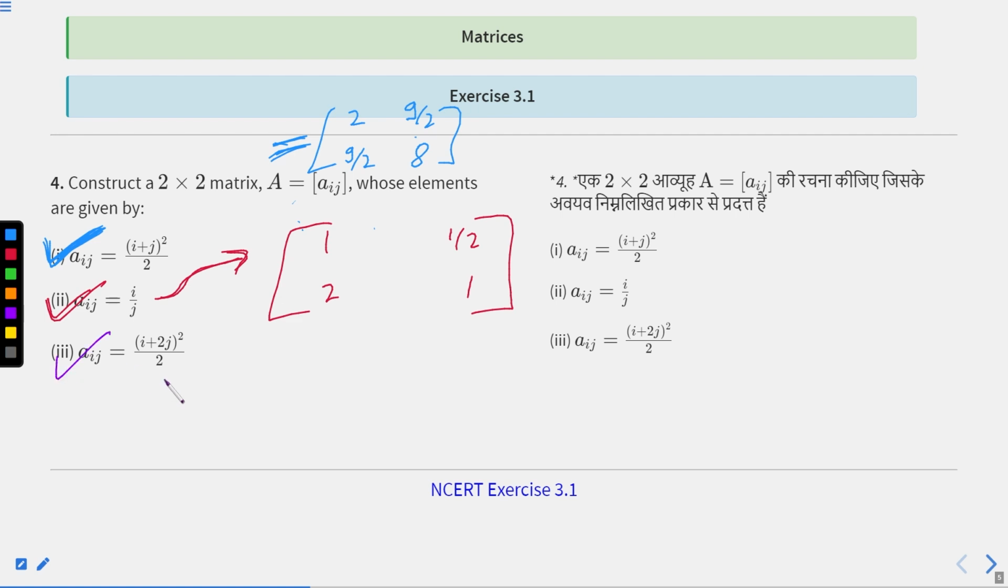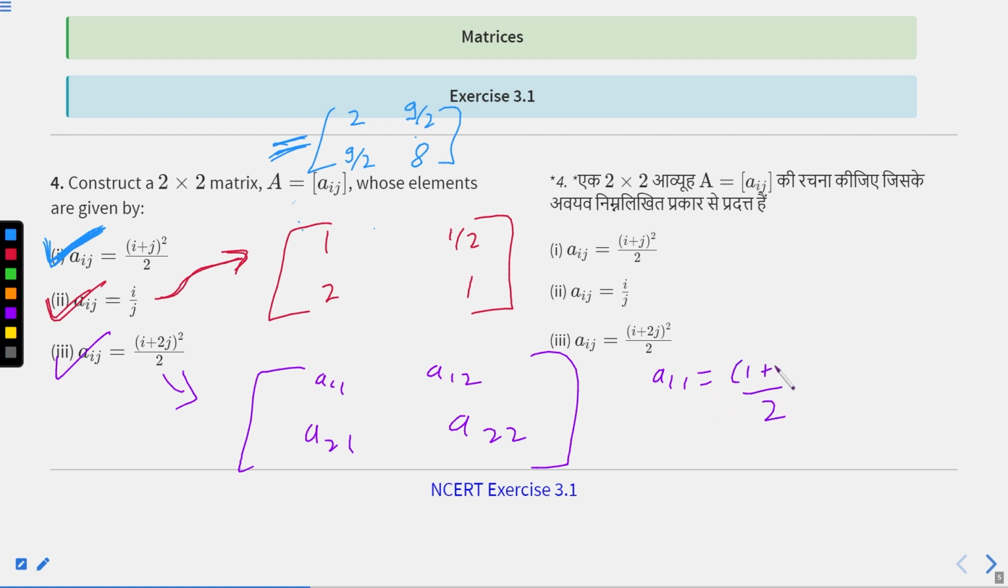Okay, clear? Now for this, so A11, A12, A21, A22. Okay, now A11 means what? So 1 plus 2 multiplied by 1, you will have 3, so square, this will be 9 by 2. So this first entry will be 9 by 2. Now 1, 2 means 1 plus 4, which means 5, this means 25, so 25 by 2. Okay, 25 by 2.